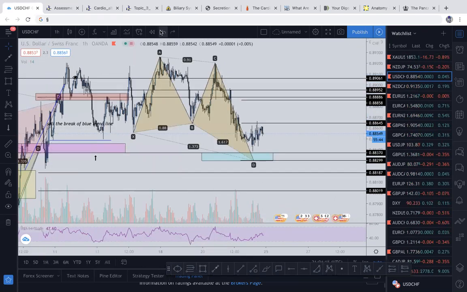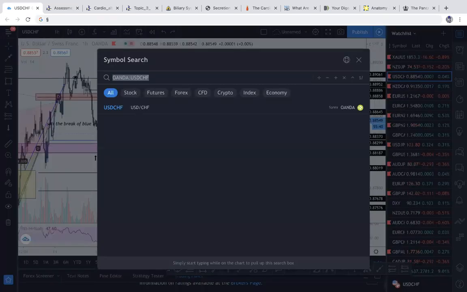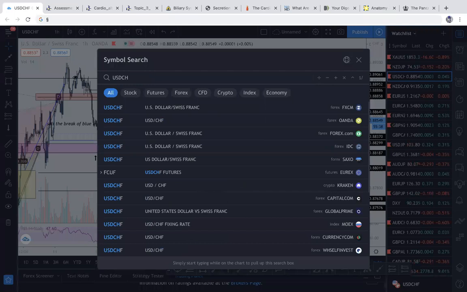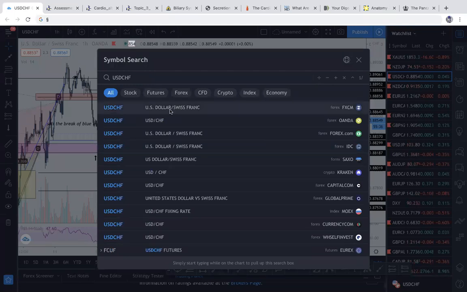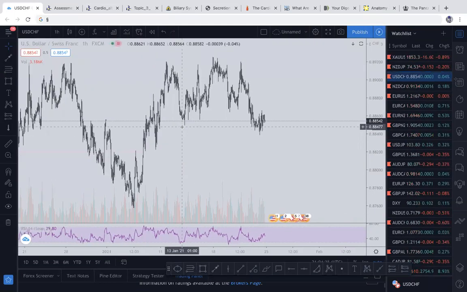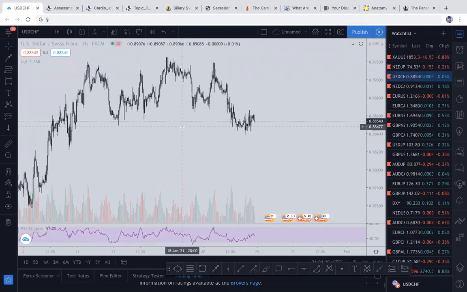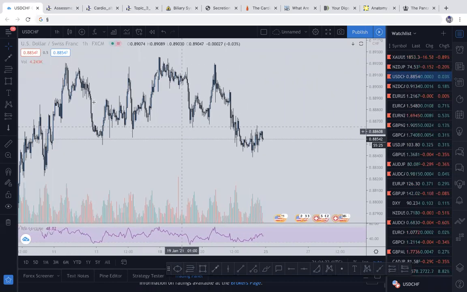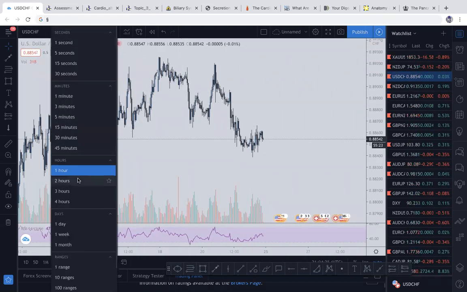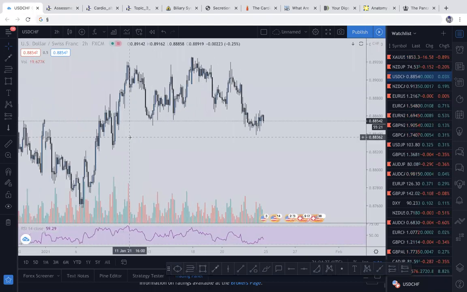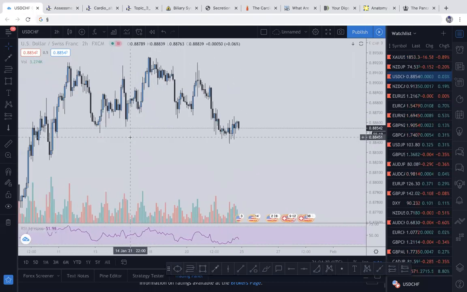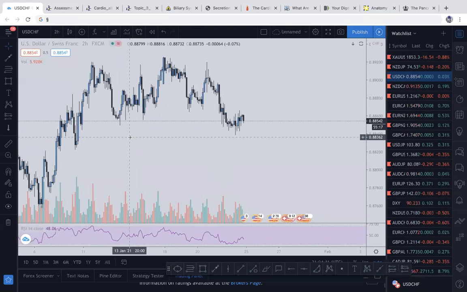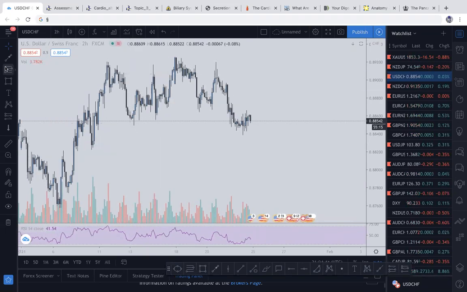No, I'm gonna use the CHF. When they do happen, a butterfly is one of the highest probable setups that you can take. You can even Google it, it's there. So you know what to do when you see those patterns. They work like magic.